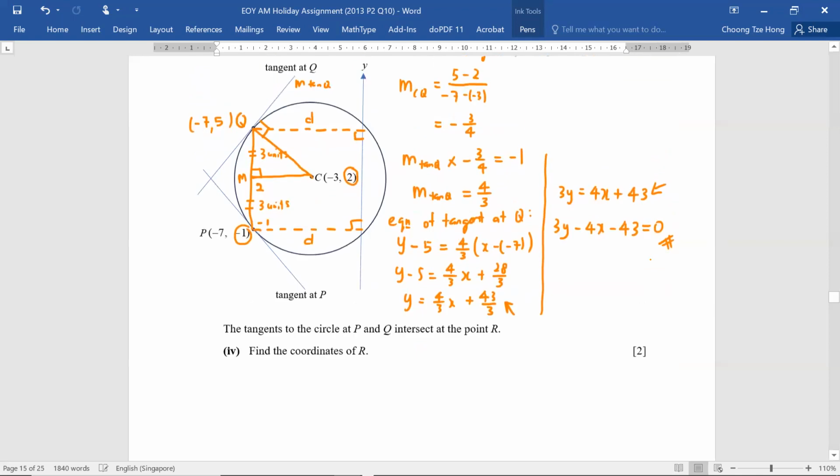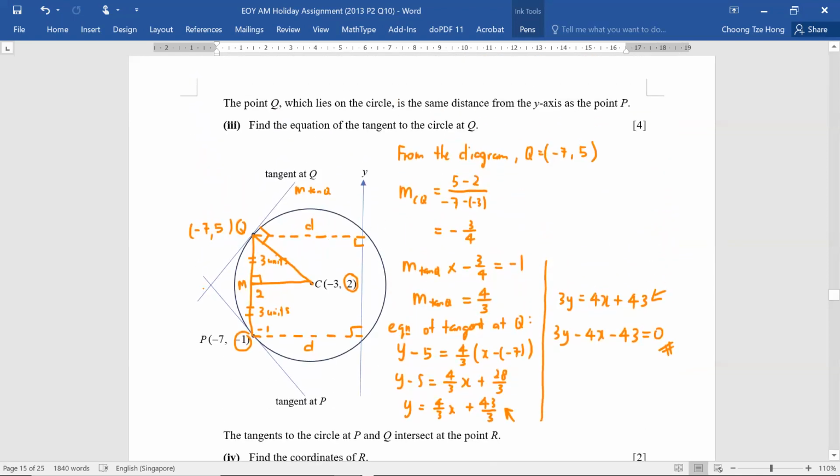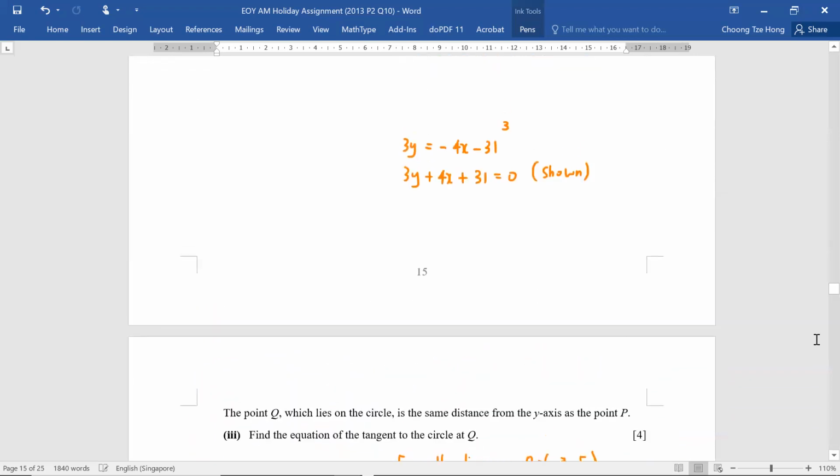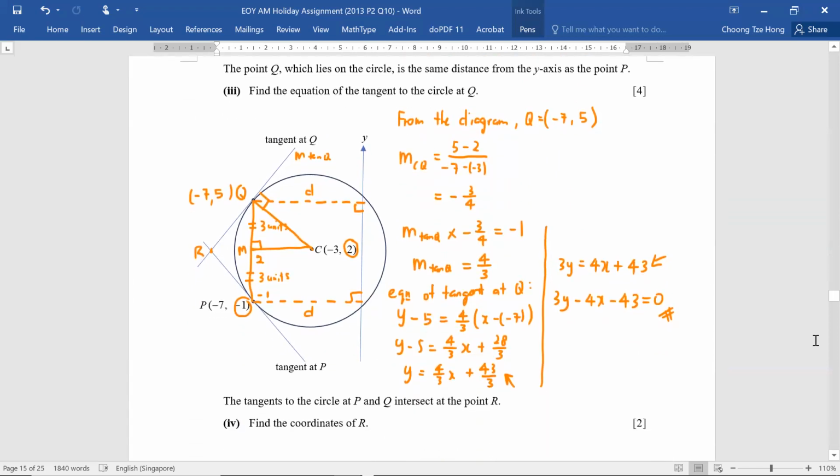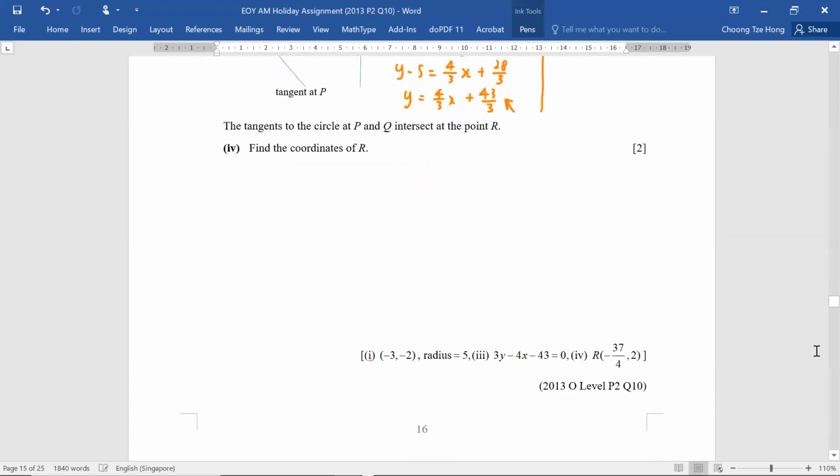The next part: the tangents to the circle at P and Q intersect at the point R. Find the coordinates of R. As you can see from this diagram, that's why it's important to draw a diagram, these two tangents will intersect at this point R. Whenever you see the words intersection point, or something similar, you should think of solving simultaneous equations, and that will allow us to find the coordinates of point R. So we're going to let the equations of the tangents at P and Q be equations 1 and 2, and then solve them simultaneously.